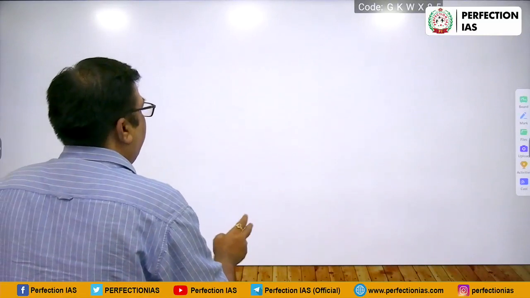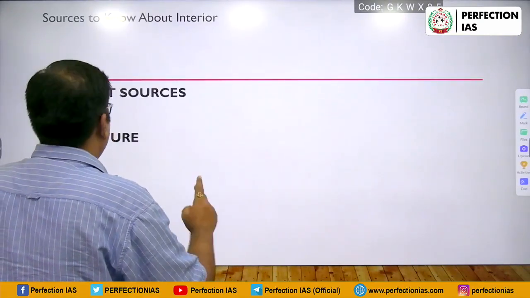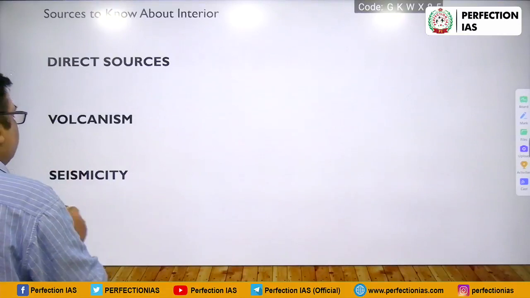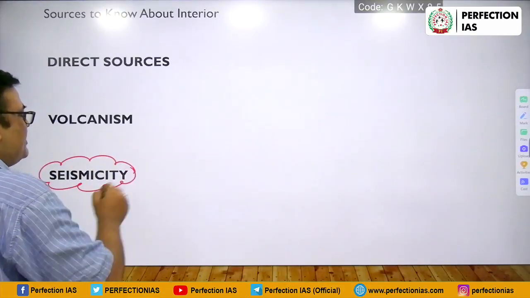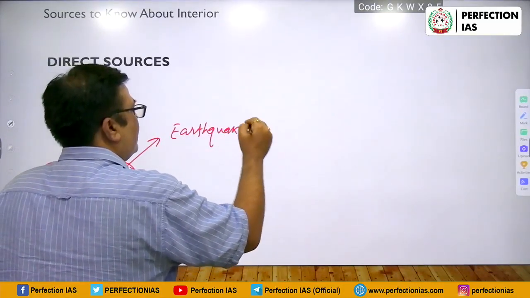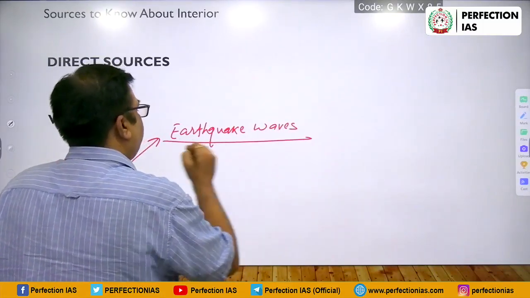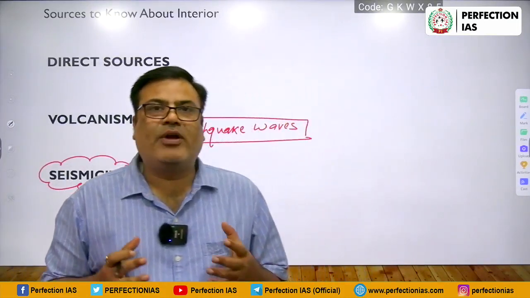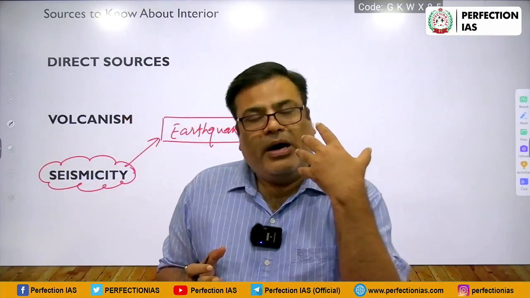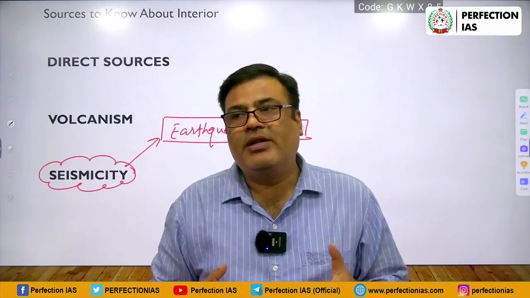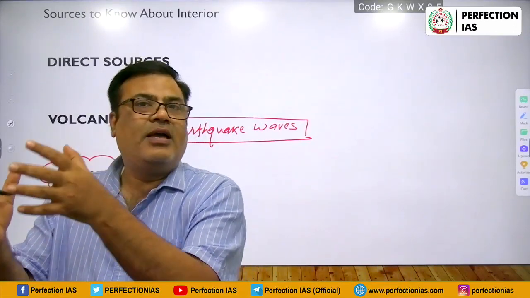This is the reason why, after volcanism, we finally reached the study of seismicity. What is seismicity? Seismicity is like earthquake waves. A very simple question is: what are earthquake waves? If we understand what earthquake waves are, we can easily understand how these waves operate and how their function is helpful in gathering information about the interior.